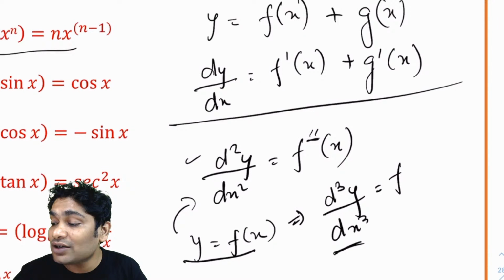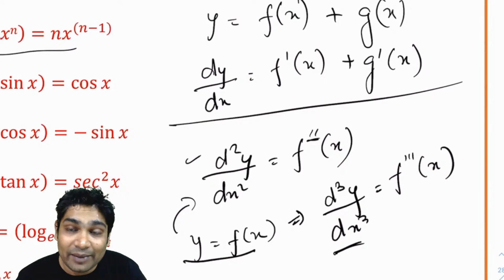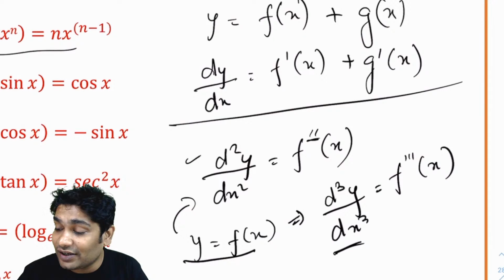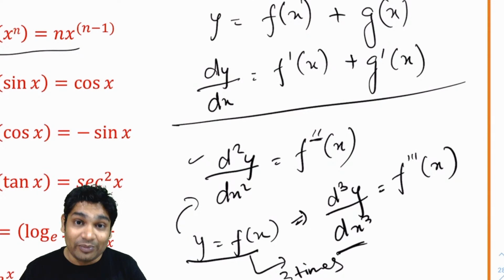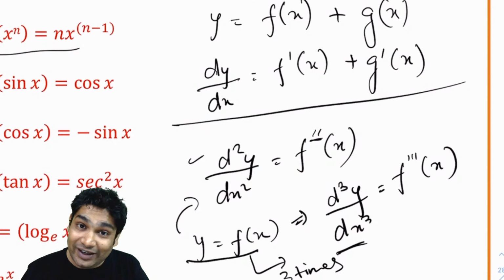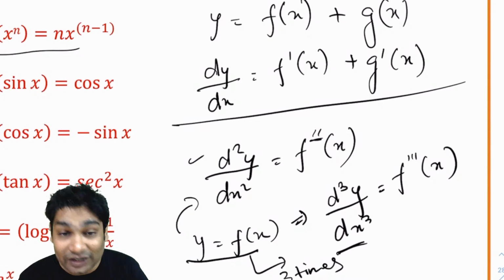And it is also represented by 3 dashes here. So f triple prime x, meaning that this function was differentiated 3 times. So that is the notation. You should be familiar with this: if I'm talking about d2y over dx2, then I mean that I have differentiated y equals f(x) twice, with respect to x.